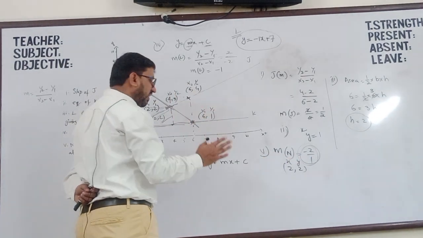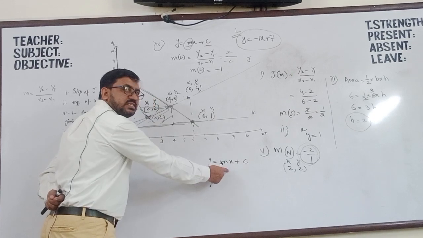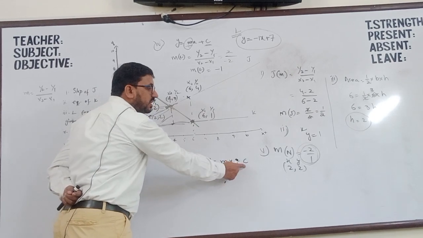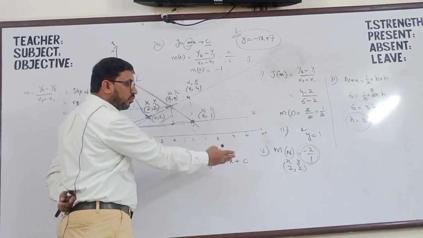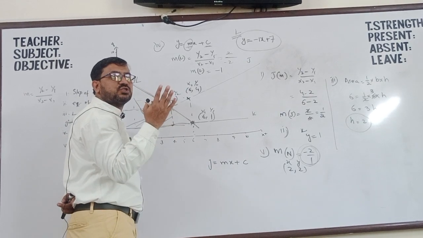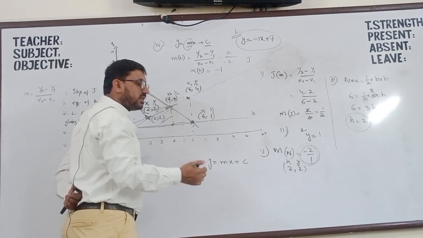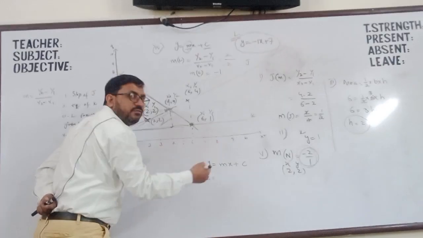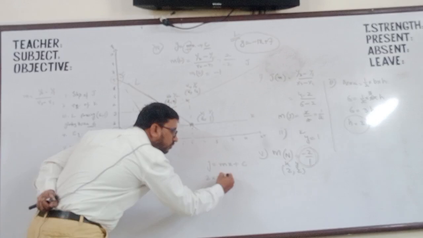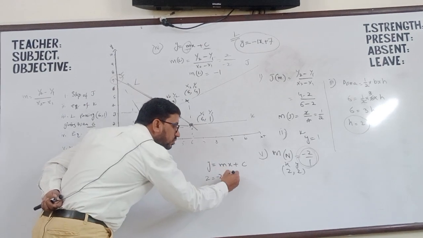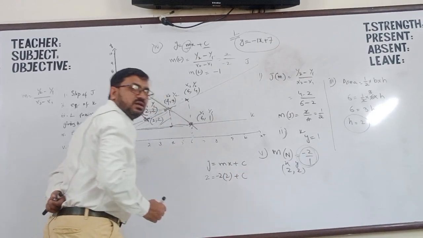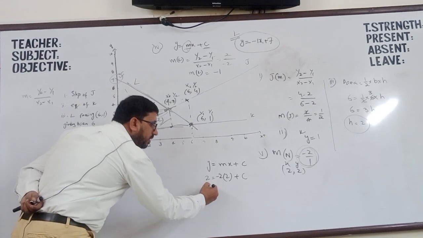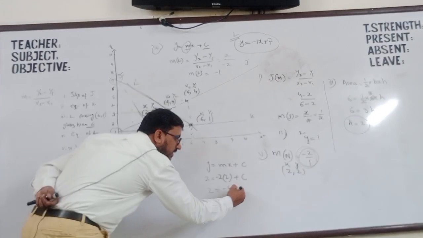How many variables do we have? We have two coordinates, x and y. We have m and c. So you are given three values out of four variables. Can we solve it for the missing one? On this side, y is equal to m, which is negative 2 by 1. Can I just write negative 2? Negative 2, x is also 2, plus c. If you solve it, it would be 2 = negative 4 + c.